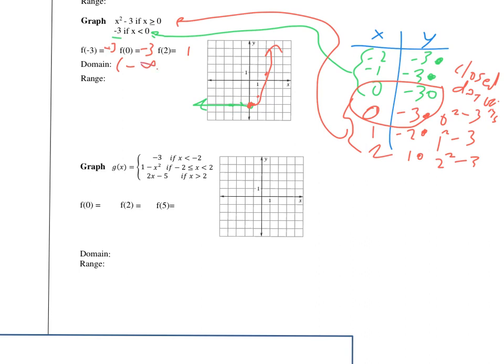Our domain here is negative infinity to infinity, no break in our x values. Our range, I don't see any points lower than -3, so I'm going to start it there, but I see it goes up forever to infinity. Last one here we'll do as a warm-up in class, so you can skip that one.